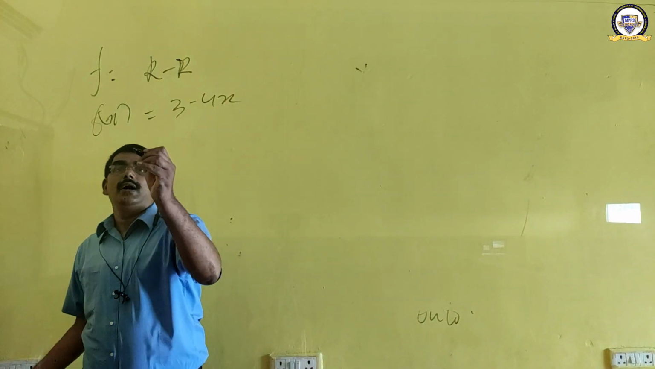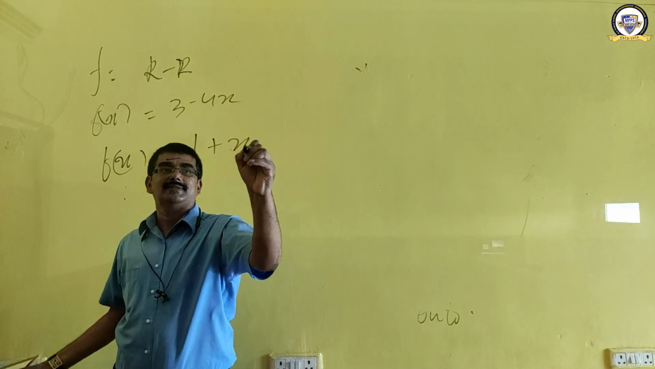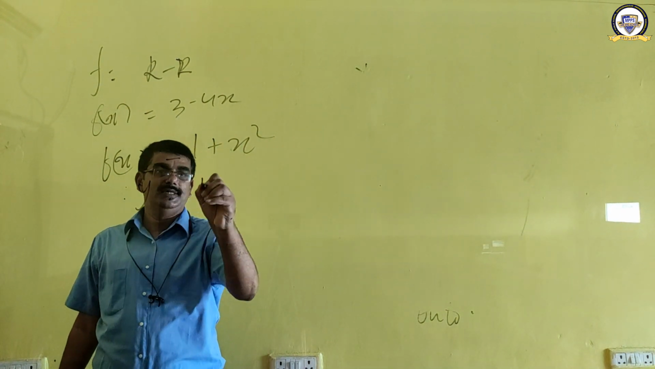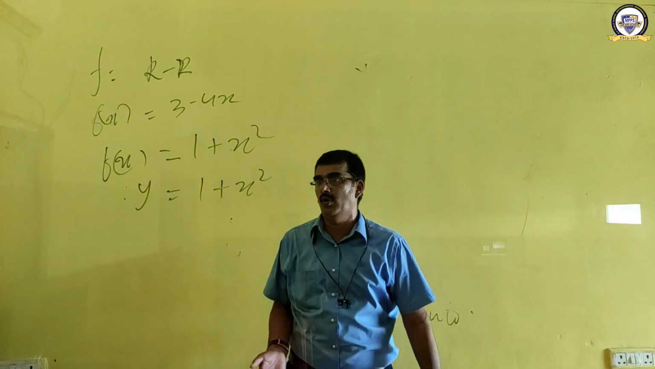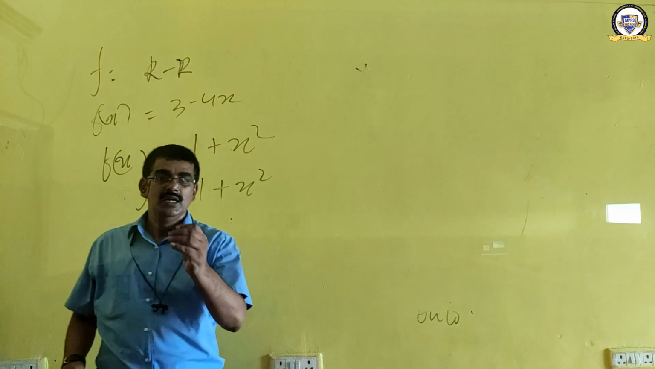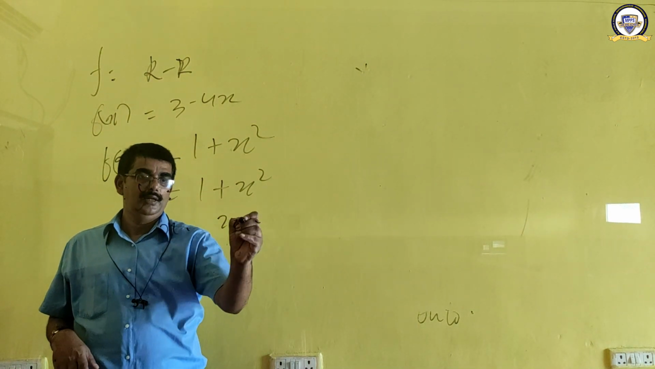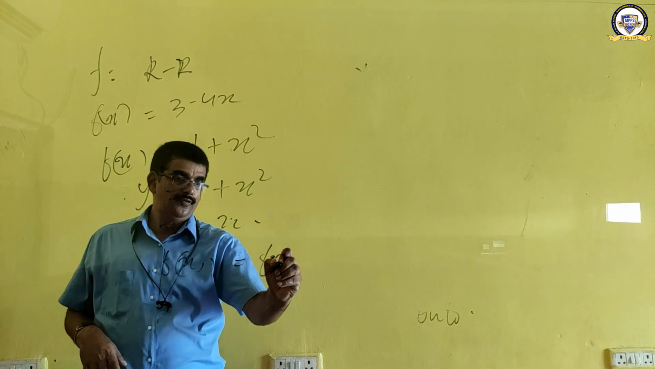F of x is equal to 1 plus x square. That means y is equal to 1 plus x square. You have to prove whether this is 1-1 onto or not. Just take x1 and x2 over here, and f of x1 equal to f of x2 you are going to assume.